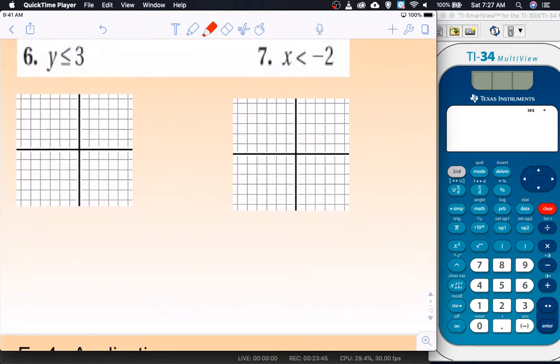Okay, last two of this type. If you could quickly pause the video and do these two right now. When you're ready to continue, hit play, and we'll go through them together.